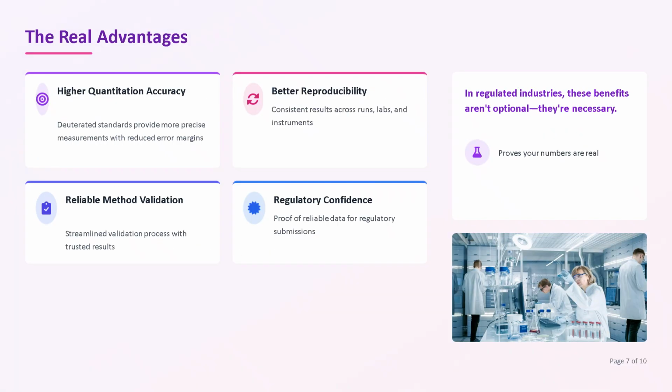Using deuterated standards translates to clear benefits. You get higher quantitation accuracy, better reproducibility between experiments and laboratories, and smoother method validation. Most importantly, it strengthens confidence in regulatory submissions and ensures your data can withstand scientific scrutiny. In many regulated industries, these benefits are not optional. They're essential.